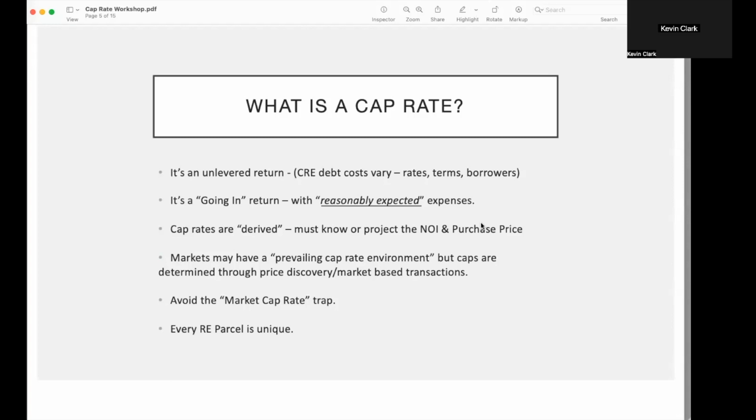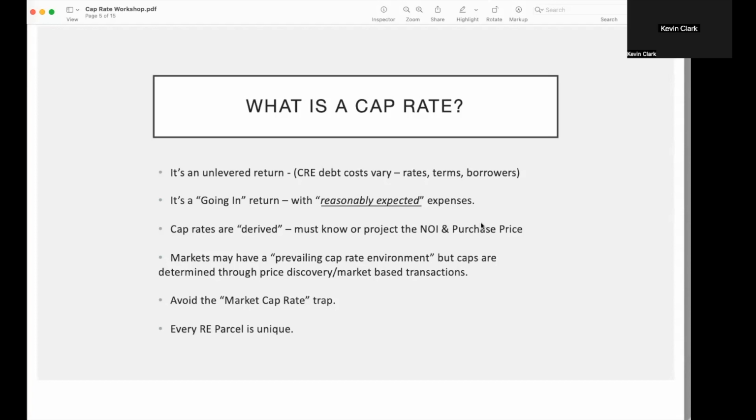As I mentioned, a cap rate is a going in return. Going in means, again, on day one, and it's with reasonably expected expenses. So when we look at a pro forma, we're not looking at what the broker says. We're not looking at what we hope may happen if everything works out perfectly. It's checking ourselves, looking at our expenses, making sure what we're projecting is reasonable.